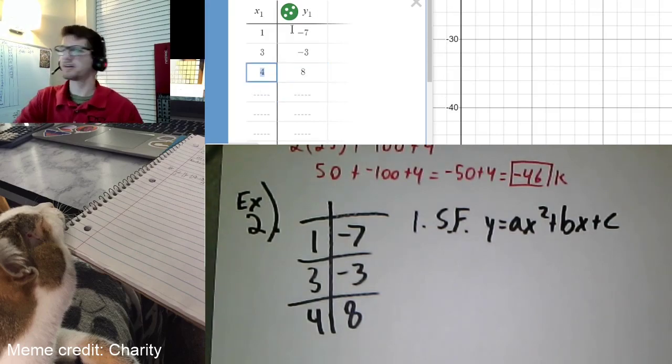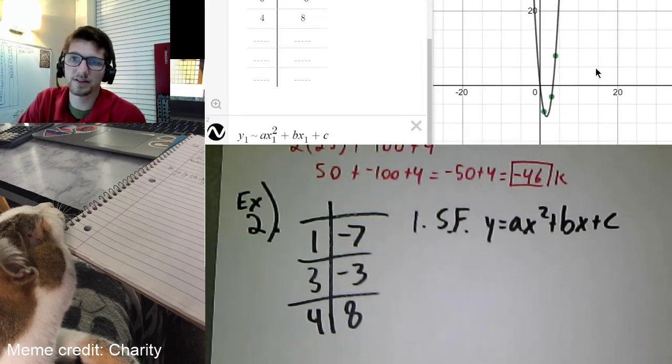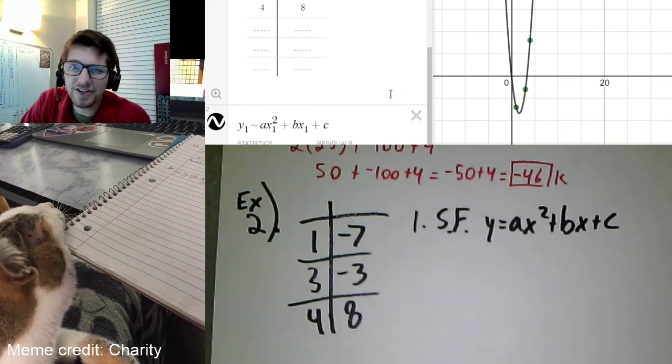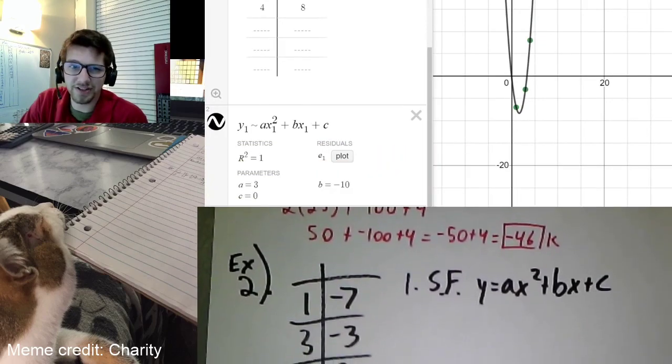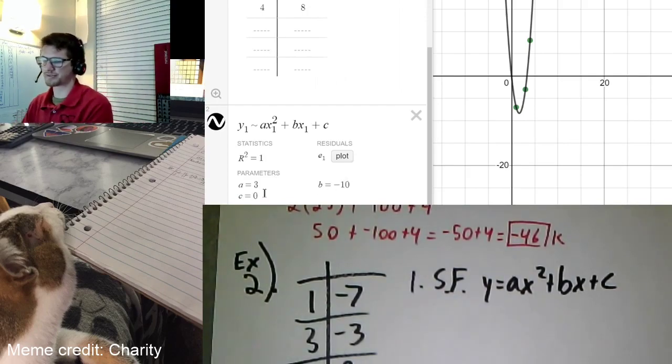3 points. So I'm going to look over at my graph and look for where is it. There it is, I found it. So if I scroll down to where my ax squared plus bx plus c stuff is, then I should find my 3. It looks like I have a 3 for a, b for negative 10, and a c for 0. So I'm going to plug those numbers in.